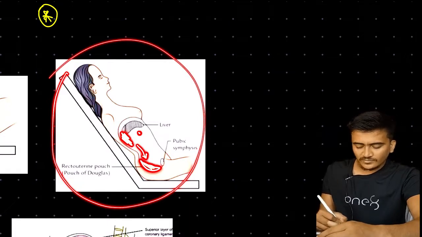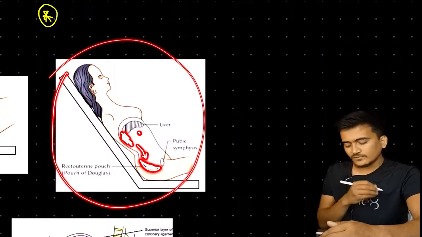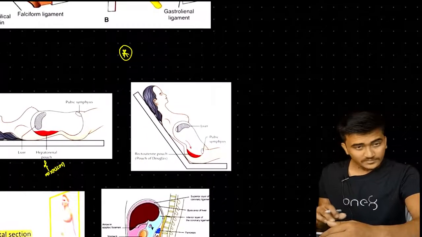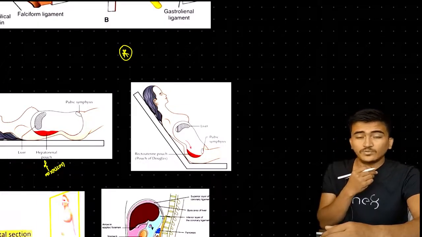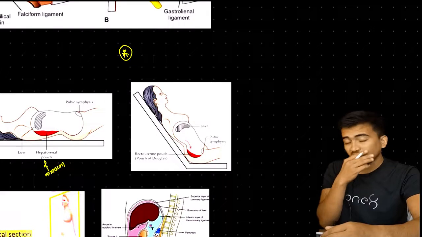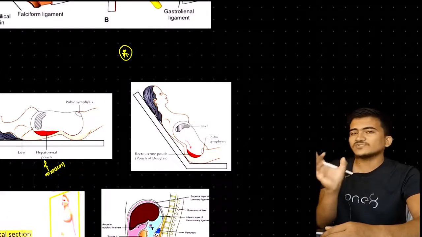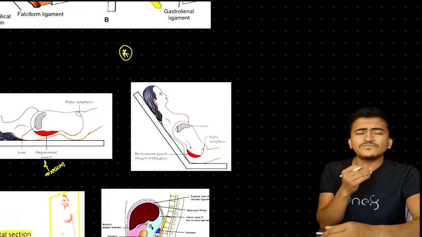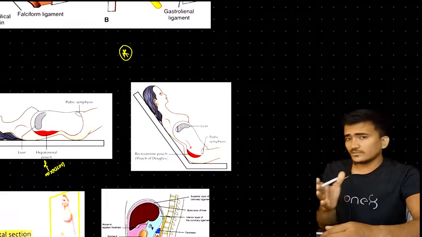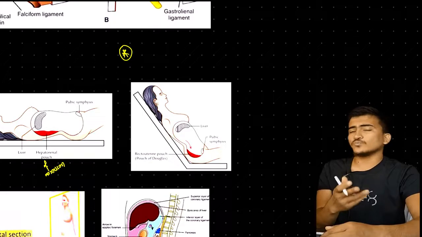Now what is this region called? This is called the rectouterine pouch or pouch of Douglas. So we studied two things. A computer operator came to us, we examined, and we found a gastric ulcer perforation. That gastric content will be found in the lesser sac, sorry, not lesser omentum, lesser sac, or we can say omental bursa.